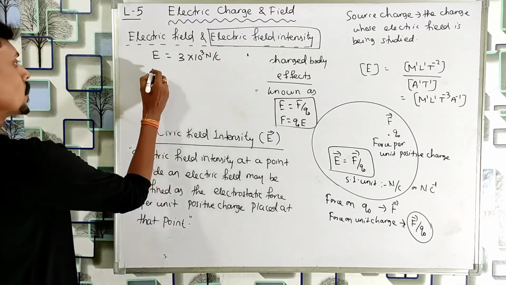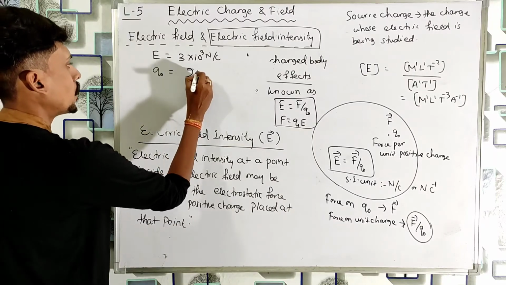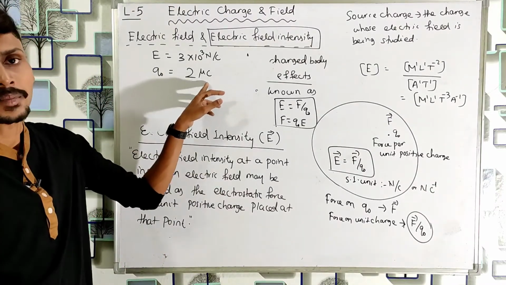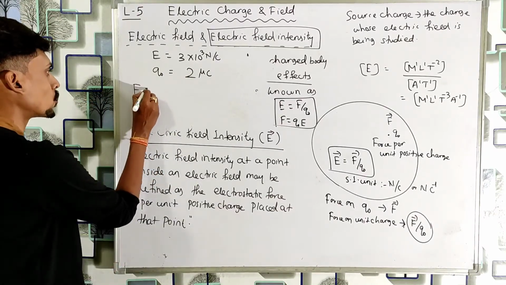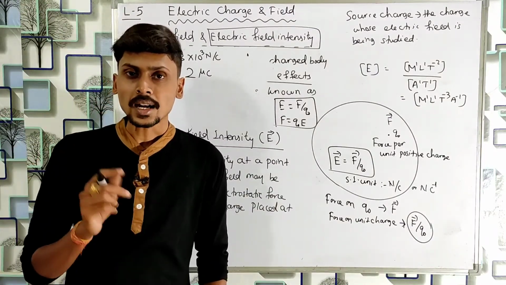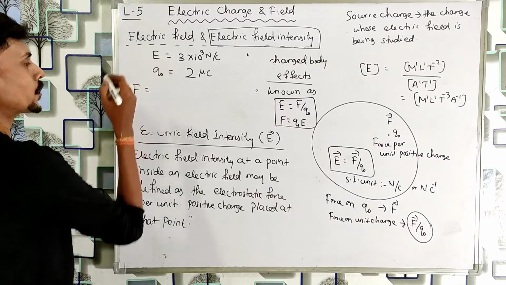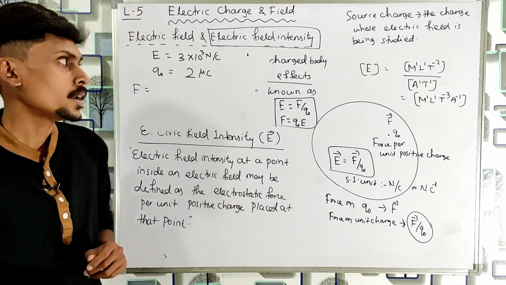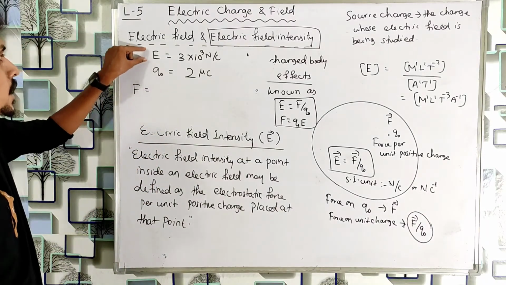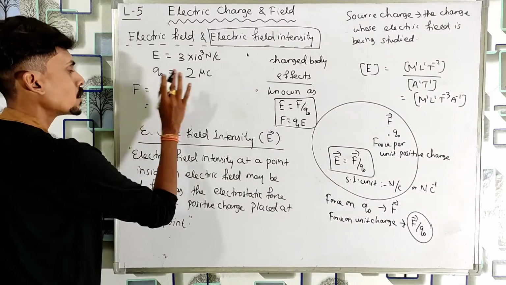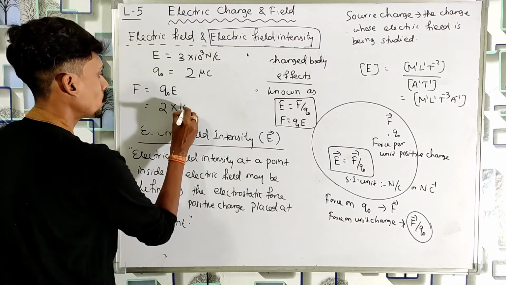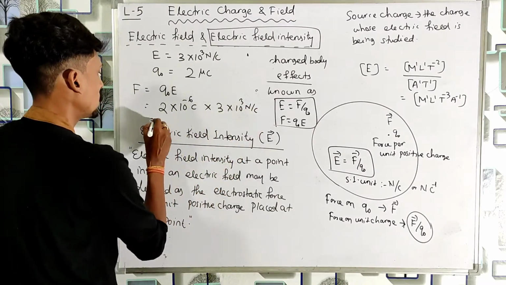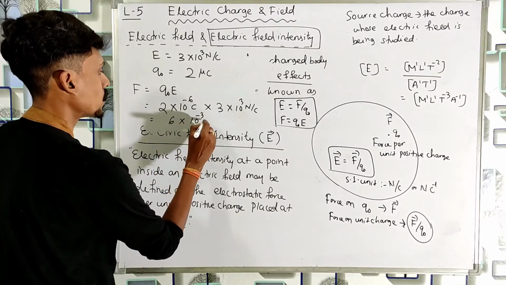And at that point, if a test charge or a charged particle of charge 2 microcoulomb is placed, then what will be the magnitude of electrostatic force acting on that charge? The formula is charge into electric field. If you know the value of electric field at a given point, then the force acting on a charged particle at that point will be given by the product of the magnitude of charge and electric field. So F will be equal to q naught into E. q naught is 2 microcoulomb, so 2 into 10 to the power minus 6 coulomb into electric field E is 3 into 10 to the power 3 Newton per coulomb. So this will be 2 into 3 is 6 into 10 to the power minus 3 Newton.